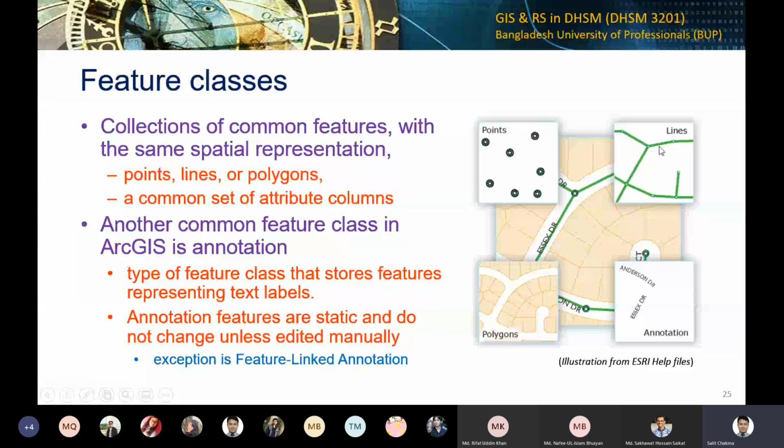If it's annotation, annotation is the text that you add sort of dynamically, you add them with the polygons or other feature classes, then these are known as annotation. It's quite similar to embedding.